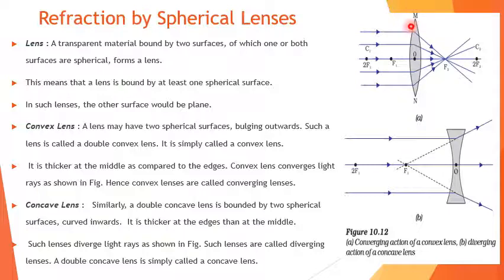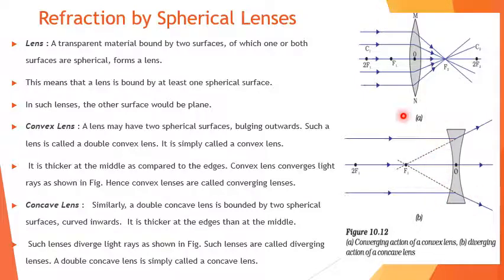Now here you see where two surfaces are curved outward, this is a convex surface, so it is called a convex lens. They are bulging outward. One more thing, you see where the point M is, it is thin over there, whereas in the center it is broad. This is for a convex lens.